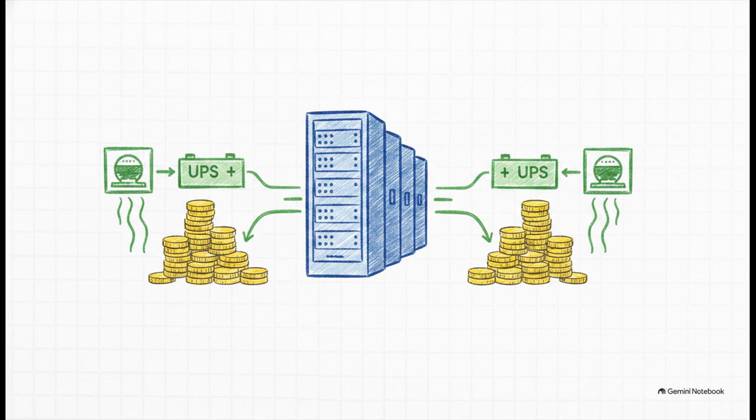2N isn't just buying 1 extra unit to sit in the corner. You're literally building a completely independent, parallel facility within the same walls. You duplicate the entire capacity and the entire distribution path, end to end. This roughly doubles your capital costs. That is exactly why it's strictly reserved for Tier 4 critical infrastructure where failure is, frankly, just not an option.